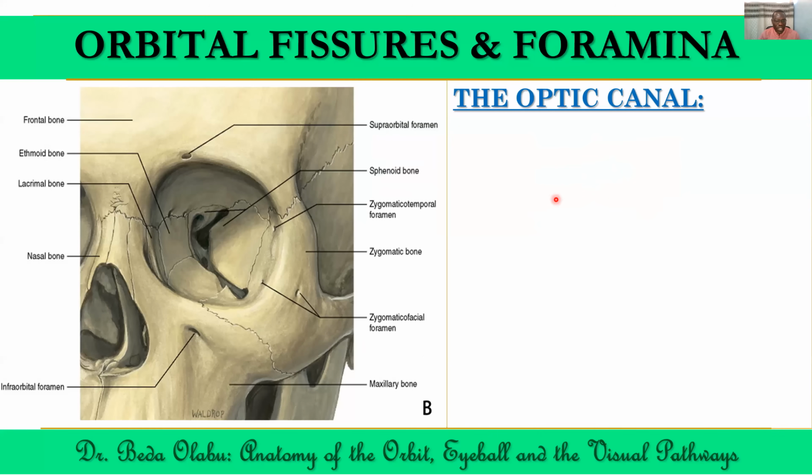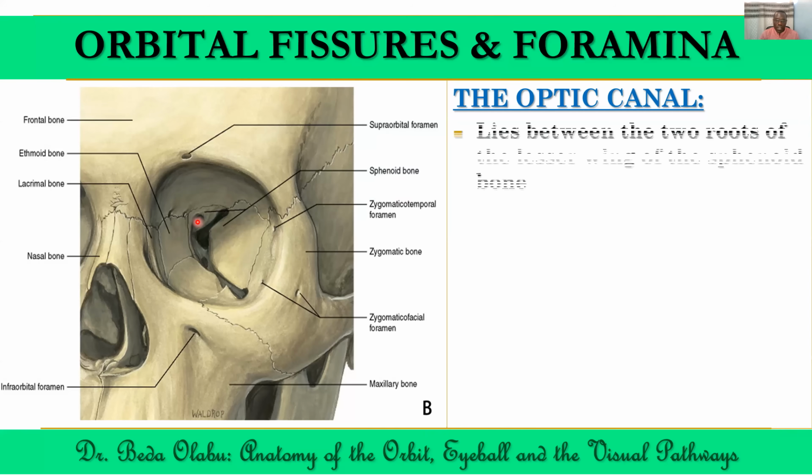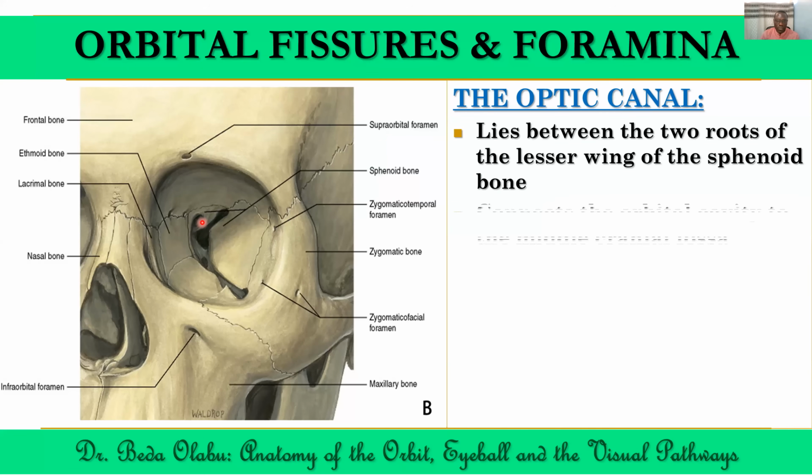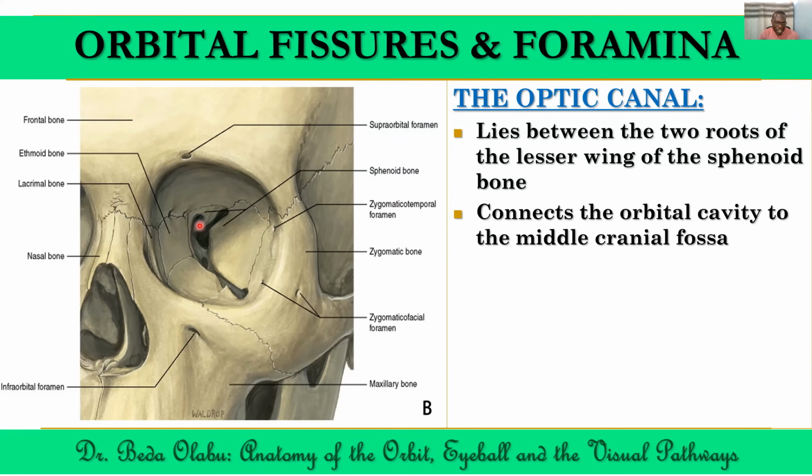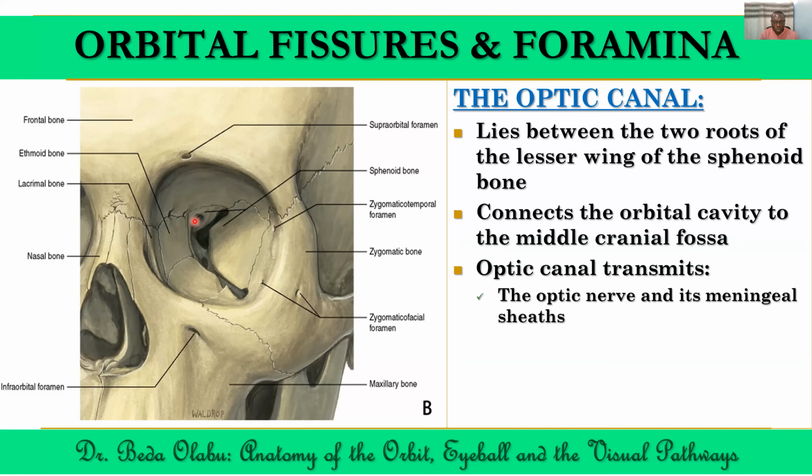We can start with the optic canal, which is this one here. The optic canal lies between the two roots of the lesser wing of the sphenoid bone, and it connects the orbit to the middle cranial fossa. So beyond this, it will take you to the middle cranial fossa. This canal has the following. We have the optic nerve and its meningeal sheath.